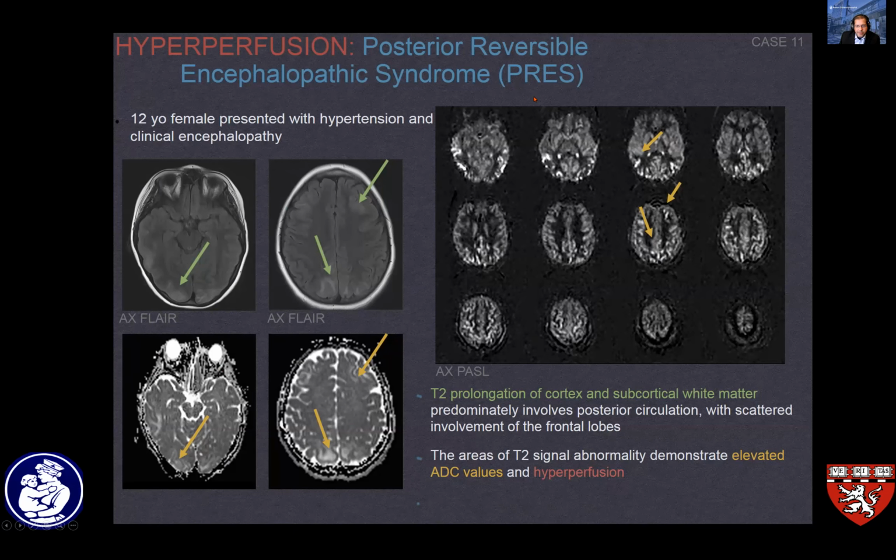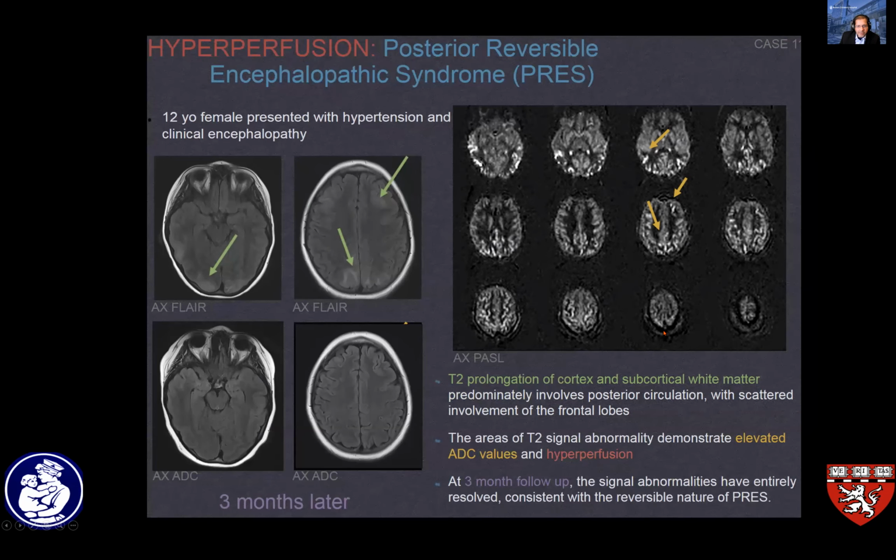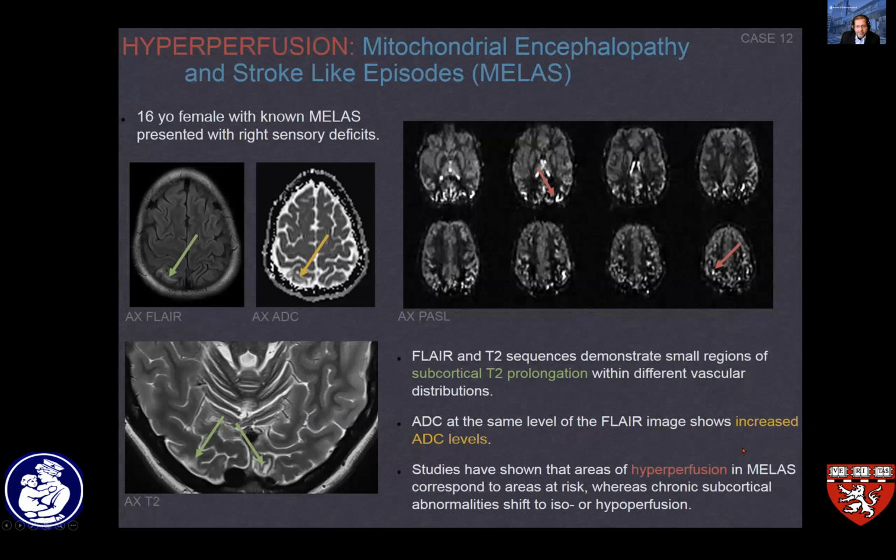The next patient is a patient with PRES, and you can see T2 prolongation in multiple areas on the conventional imaging, and you can see elevated ADC values. And on ASL, you see multiple areas of hyperperfusion in the areas of vasogenic edema. This is a classic trace of PRES. At a 3-month follow-up, you can see that these abnormalities in the initial imaging had gone away, and the ASL had actually become normal as well.